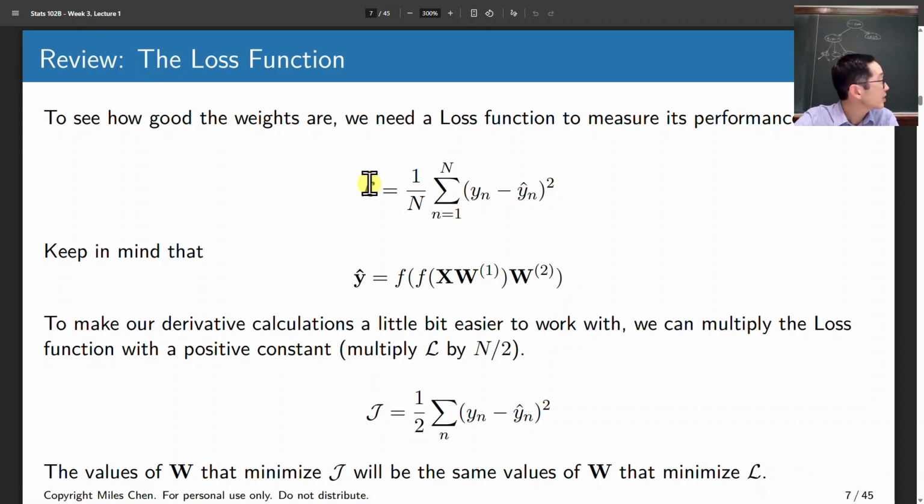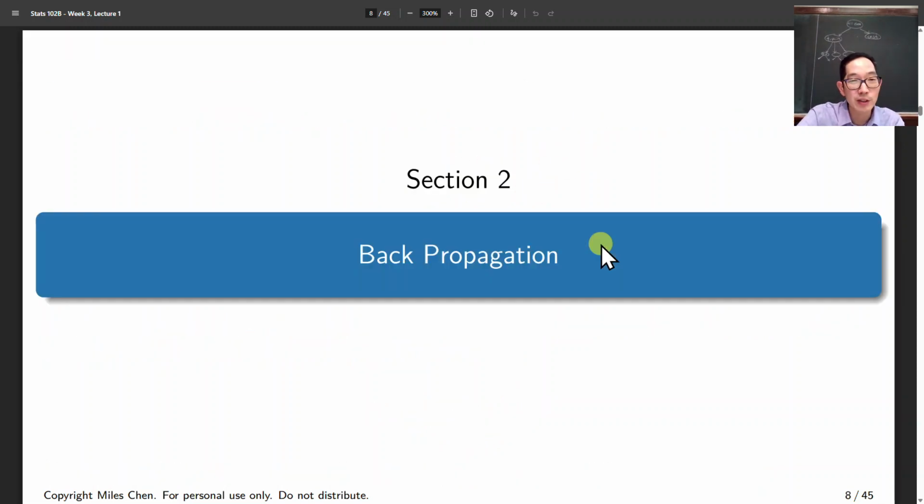This is our original loss function. We're going to modify it just ever so slightly by changing the constant 1 over n to a constant 1 over 2. When we take the derivative, this is something squared, and the 2 will just cancel out. So it gets rid of some constants, just so that our notation is a little bit cleaner to work with in the future. But if we figure out what values of W minimize this, they will be the same values of W that minimize our loss function.